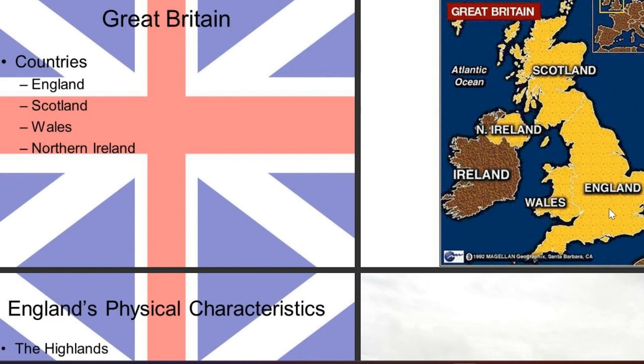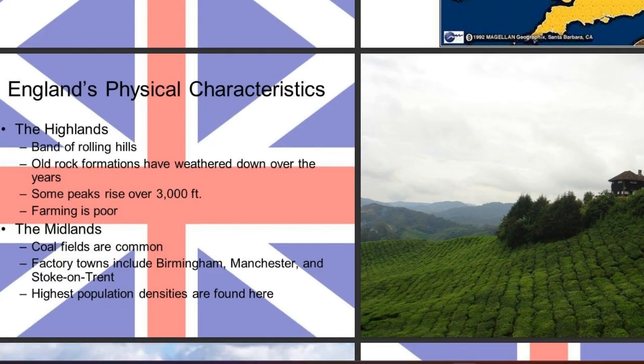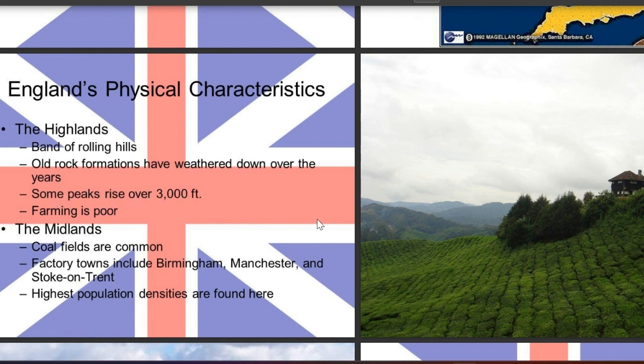We can see here a physical map, and here we have physical characteristics. The highlands: hills or rock formations have worn down over the years. Some peaks rise over 3,000 feet. Sometimes farming is poor. The Midlands coalfields are common. Factory towns include Birmingham, Manchester, and Stoke-on-Trent. The highest population density is found here.